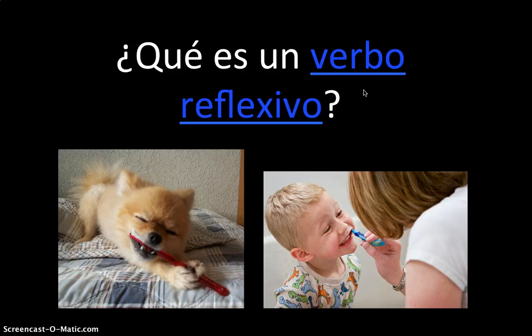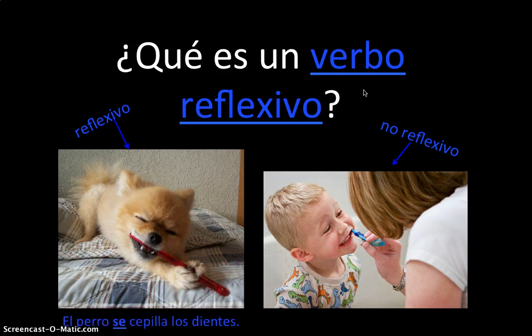Think about it a moment. Take a look. The perro is reflexivo, but the mother and her hijo is not reflexivo. And why? What do you think? Okay, let's take a look at the Spanish real quick. El perro se cepilla los dientes. So there is that se. The other sentence, la madre cepilla los dientes de su hijo. The mother brushes her son's teeth. No se. Not reflexive. Why do you think that is?